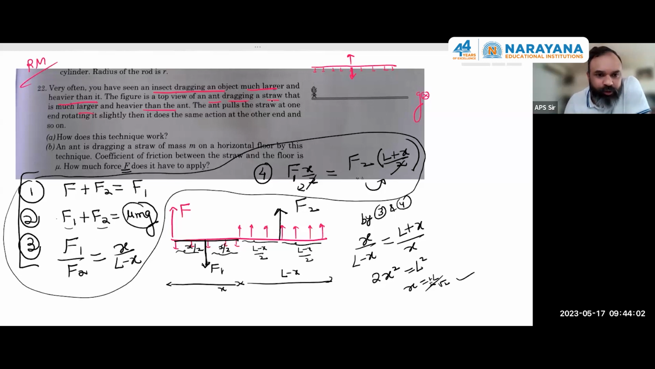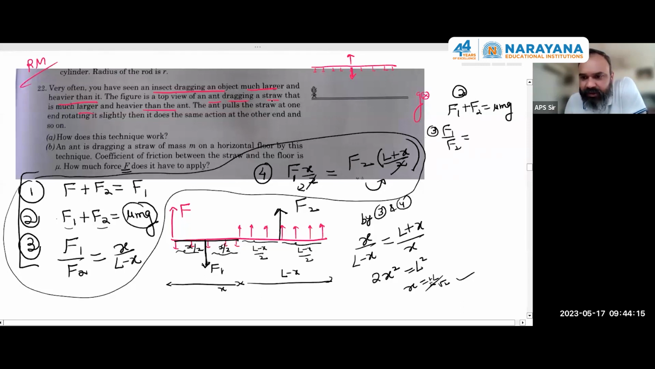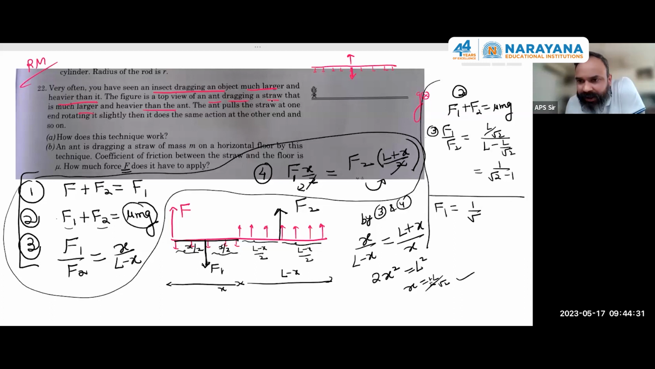Because f1 plus f2 is mu mg now, and f1 upon f2. So directly by the second relation, which is the sum of these two, I'll use ratio and proportion directly, mu mg. And the ratio, third, f1 upon f2 is x upon L minus x. So it is L upon root 2 upon L minus L upon root 2, which is basically 1 upon root 2 minus 1. So my answer is f1 should be 1 upon root 2 times mu mg. And f2 should be root 2 minus 1 upon root 2 times mu mg.